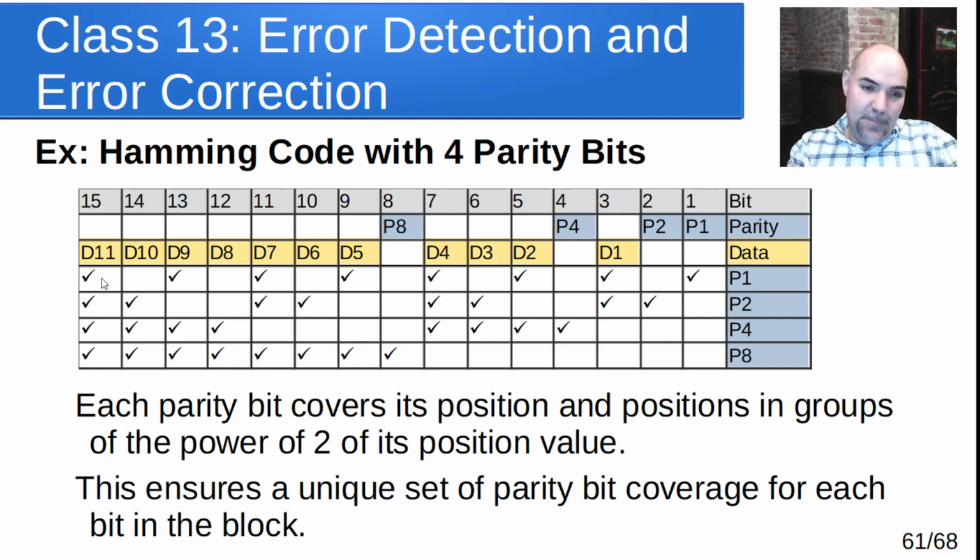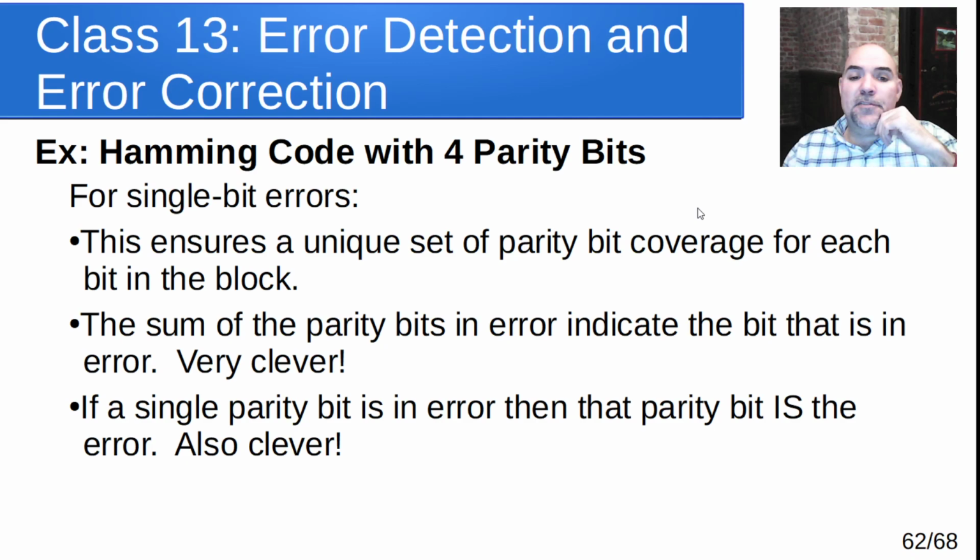And D11, if you look at that, that's 8 plus 4 plus 2 plus 1. So 8 plus 4 is 12, 13, 14, 15. So that's bit position 15 is the one in error. And if the position comes out to be one of the parity bits, that means the parity bit itself is in error. So they're kind of checking themselves too. So if a single parity bit is in error, then that parity bit is the error. Very, very clever method of reconstructing when single bits can get lost from things.